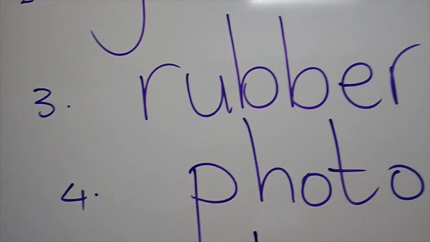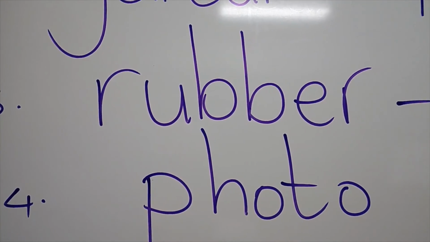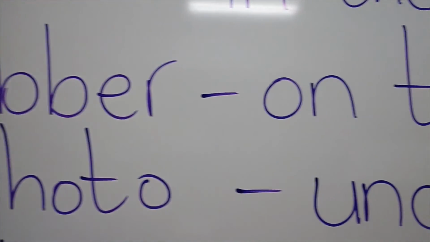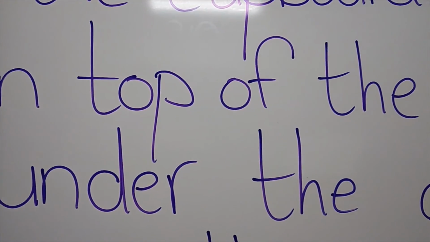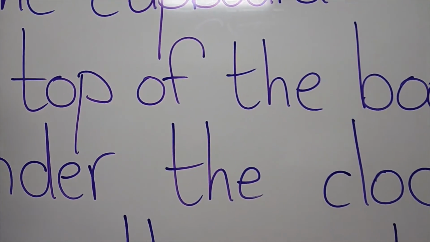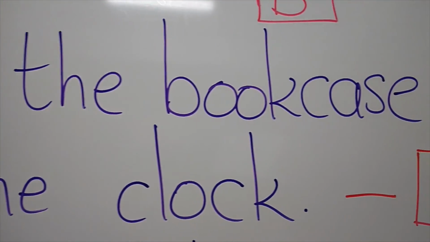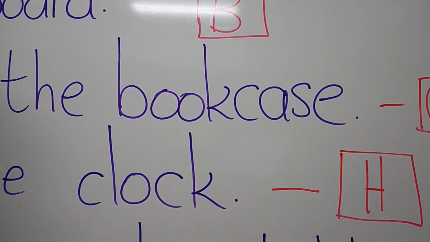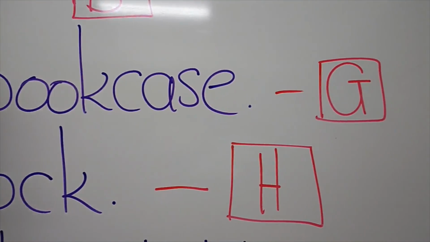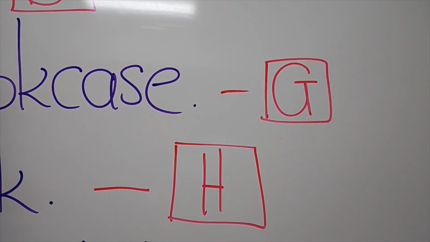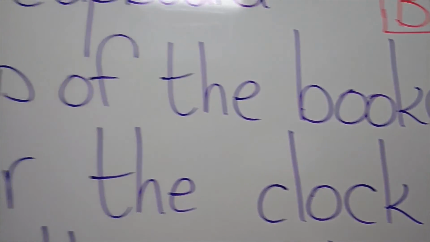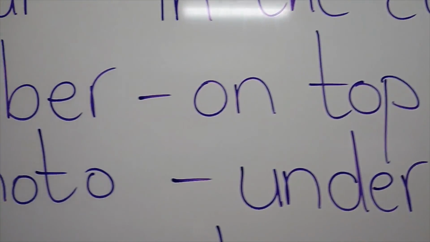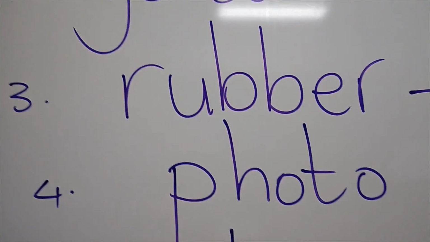Number 3 is rubber. Okay, and where's the rubber? On top of the bookcase. What's the answer? G.